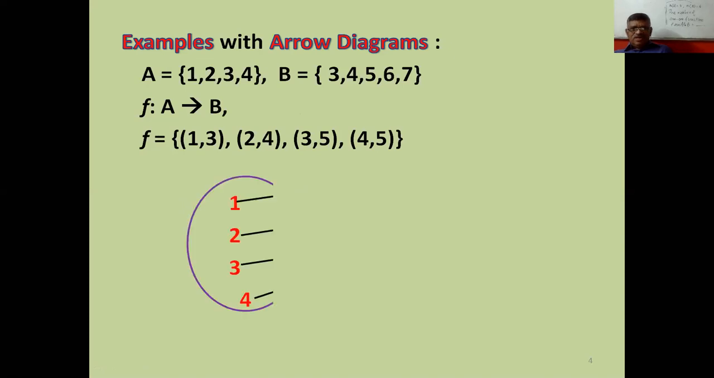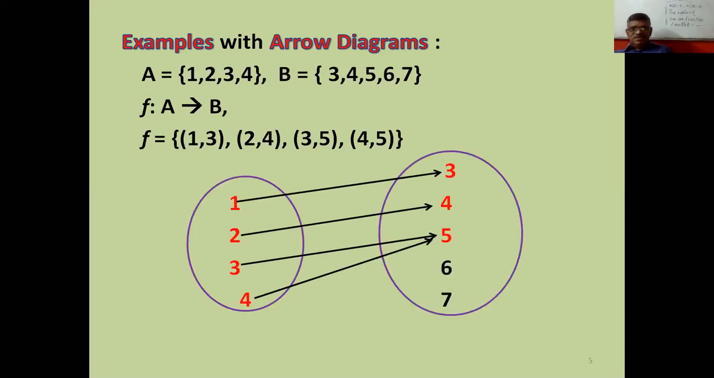I will give the arrow diagram. Easy. What kind of function is this? First of all, is it one to one? No, sir, because 3 and 4 have the same image. That is how we identify. Second, is it onto? No, sir. That is how we identify.